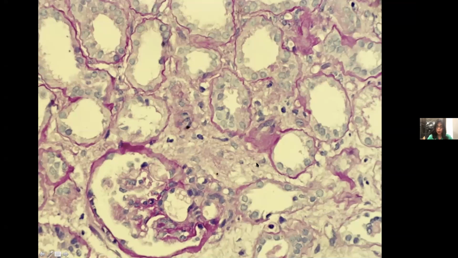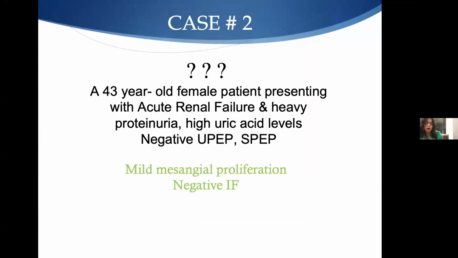So we have a 43-year-old female who presented with acute renal failure and heavy proteinuria, high uric acid levels, negative UPEP and SPEP, and her biopsy showed mild mesangial proliferation and negative IF. Negative IF was only for the immunoglobulins and the C3. We didn't do kappa and lambda at that time, not with her routine profile.